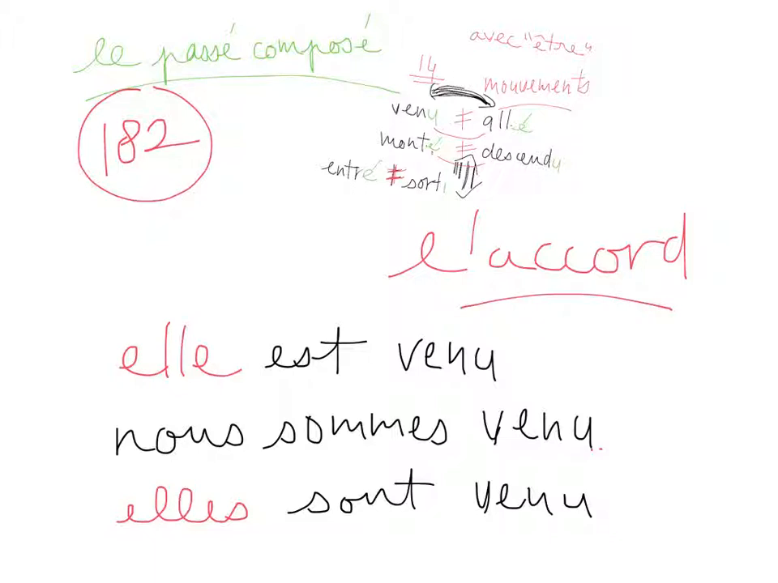Alors, si je fais l'accord, elle est venue, elle is feminine, obviously, I will need to write an E. Si je fais l'accord ici, nous sommes venus, I am talking about many people, more than one person, I am going to add an S. Let's pretend that nous is only girls. Well, I am going to add an E. Yes, elles sont venues, I'm talking about girls, many girls, I'm going to add an ES. This is it for le passé composé avec être.